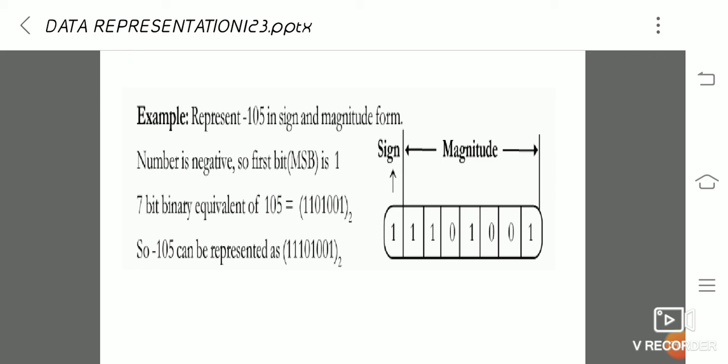So we have studied that numbers are represented in different forms. This is the sign and magnitude form. In sign and magnitude form, the numbers are first represented in 8-bit form. The first bit represents the sign, and the remaining bits represent the magnitude. If the number is negative, the sign bit will always be 1, and if it is positive, the sign bit will always be 0.